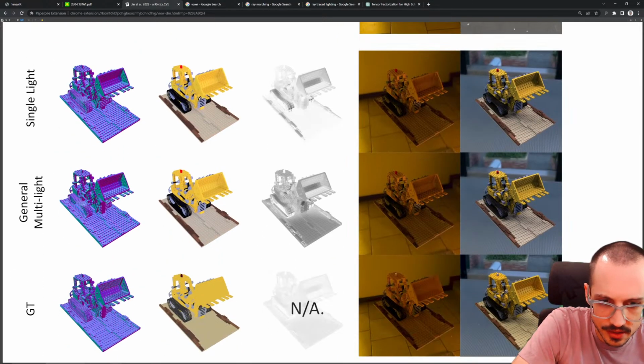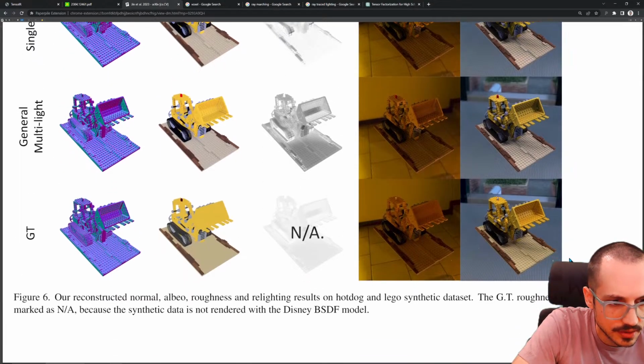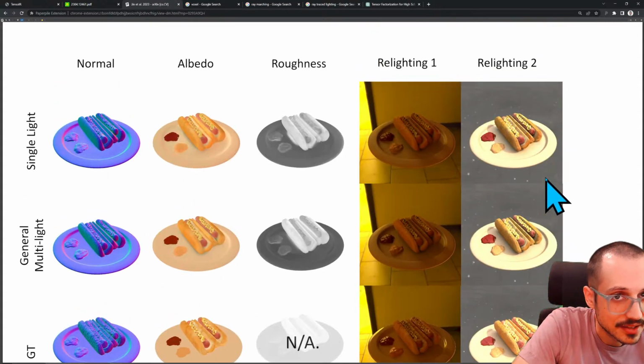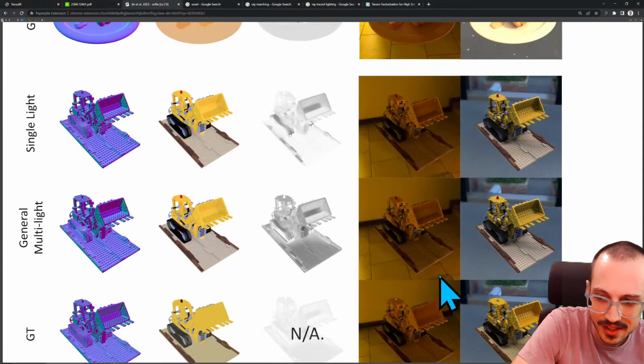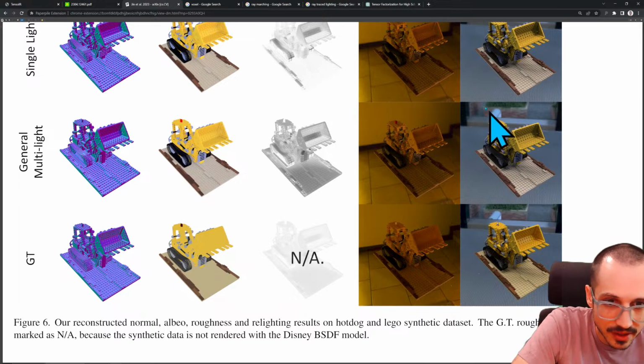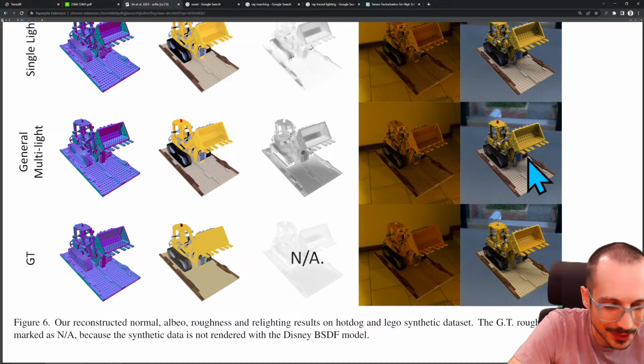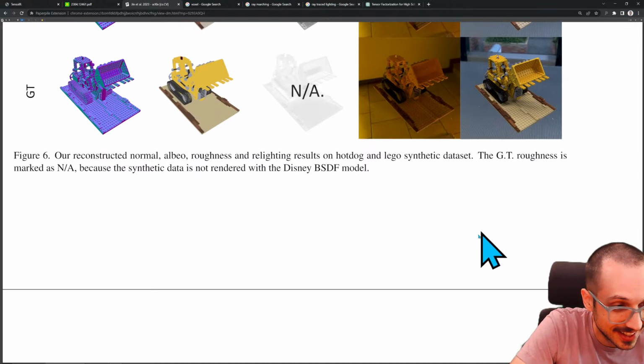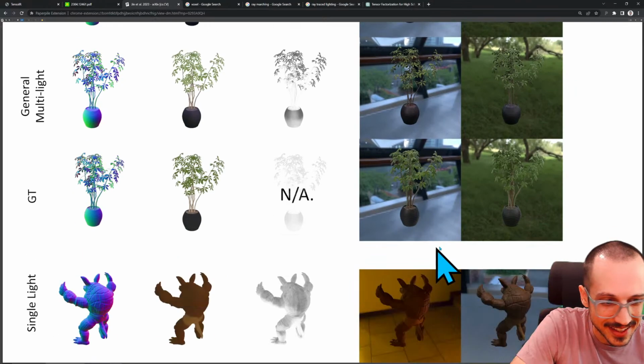And then you got some results. This looks amazing. These relightings are so good. Look at that. This is the generated one, and this is the ground truth. I keep saying this, but I feel like it's literally better than the ground truth, which is insane.